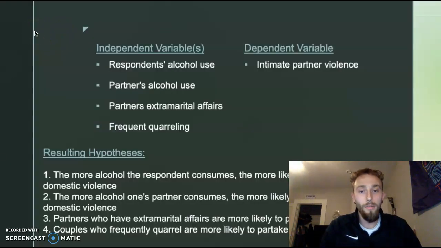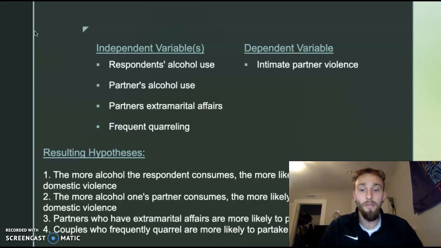According to Henslin in our textbook, an independent variable is known as a characteristic, a stimulus, or an intervention that causes a change, and in this case, the dependent variable is the measured effect. For this study, the researchers outlined 4 independent variables, the first being the respondent's alcohol use, which in this case was all women. The partner's alcohol abuse, or use, in this case was the men. The partner's extramarital affairs, and how frequently the couples were quarreling, or fighting, or bickering. And obviously the dependent variable was the occurrence of intimate partner violence.